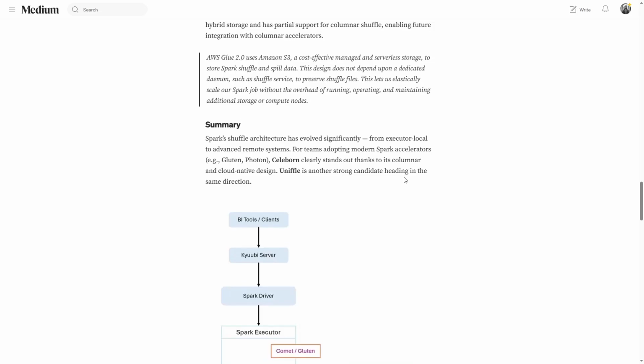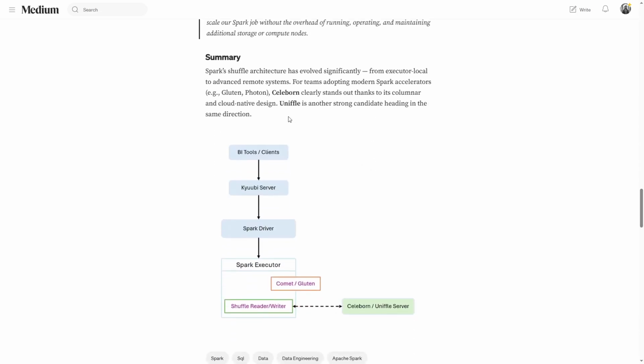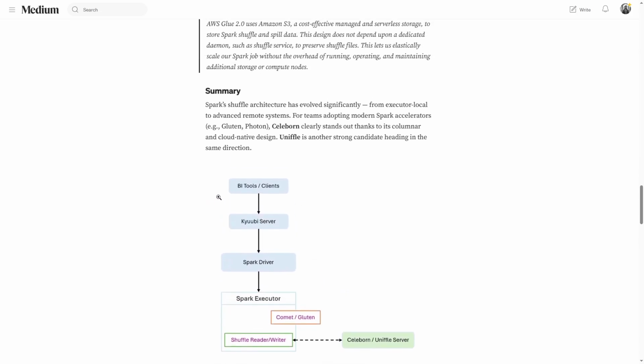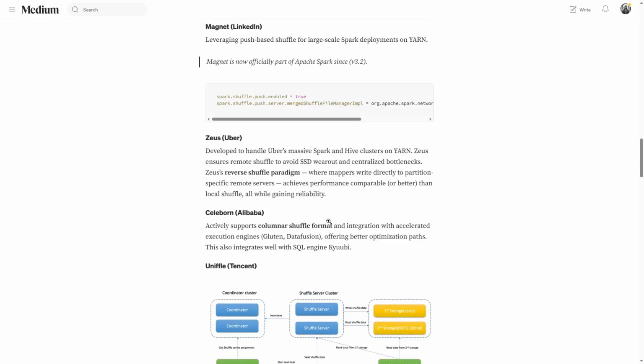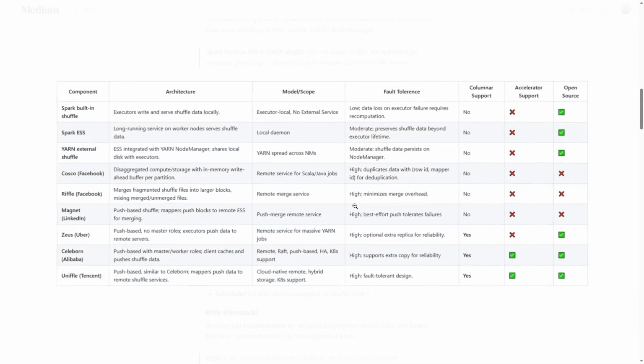In our next video, which will be part two of this video, we will talk in detail about Calibon, which we can use to reduce the shuffle. And there is a summary table here as well, which tries to compare a few of the shuffle services which are there and their pros and cons.